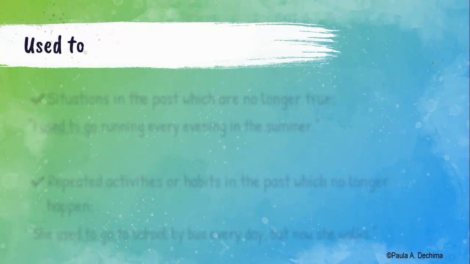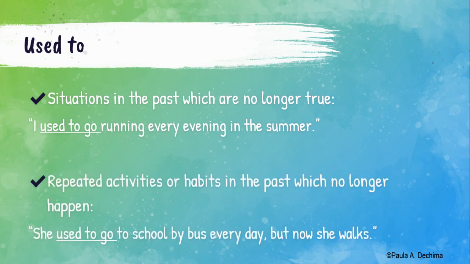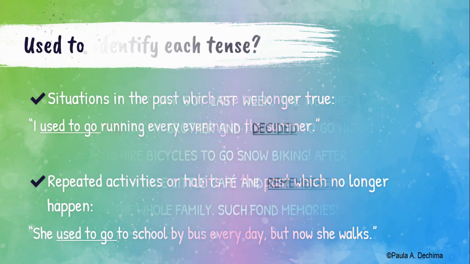Finally, when do we use used to? We use used to describe situations in the past which are no longer true. I used to go running every evening in the summer. I no longer do. We can also use it to describe repeated activities or habits in the past which no longer happen. She used to go to school by bus every day, but now she walks.